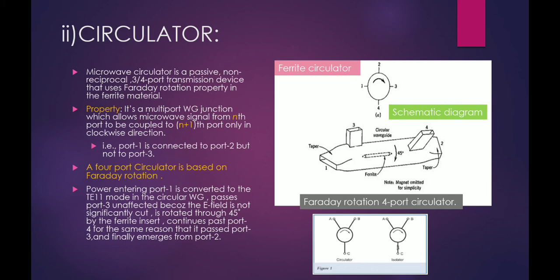So that is the schematic diagram below. A 4-port circulator is based on Faraday rotation, as stated earlier. Now the power entering at port 1 is converted to the TE11 mode in the circular waveguide, which is the dominant mode for the circular waveguide, and passes port 3 unaffected because the E field is not significantly cut. It is rotated through 45 degrees by the ferrite insert, the pencil-shaped ferrite rod we see in the diagram, continues past port 4 for the same reason that it passed port 3, and finally comes out from port 2. So it has been coupled to port 2. Port 1 is coupled to port 2 but not to port 4 when the signal is applied from port 1.